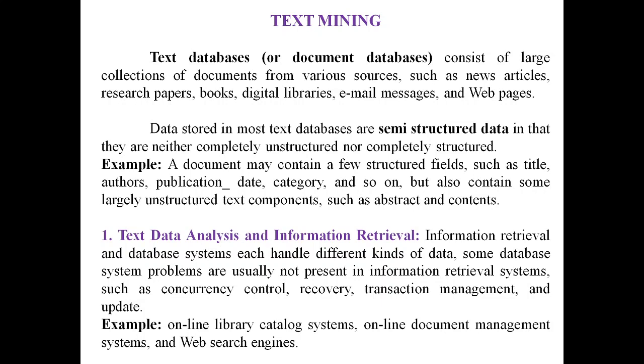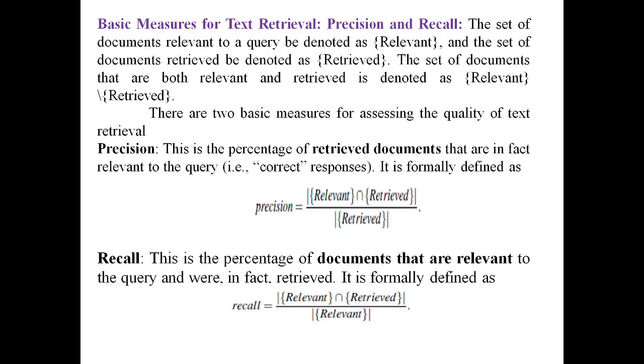To analyze or retrieve information from the different kinds of databases, there are certain issues: an information retrieval system does not present concurrency control, recovery, transaction management or update. For example, we have the online library, online document management and web search engines. Generally there are two measures for text retrieval. One is precision, another one is recall.